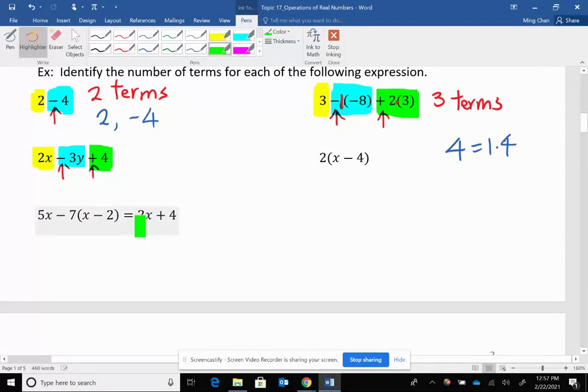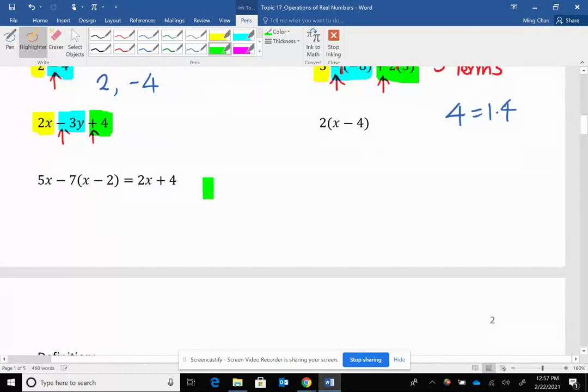Do me a favor, hold up 3 fingers. If you hold out 3 fingers, how many spaces do you see between your fingers? 2 spaces. That's how you distinguish how many terms you have.